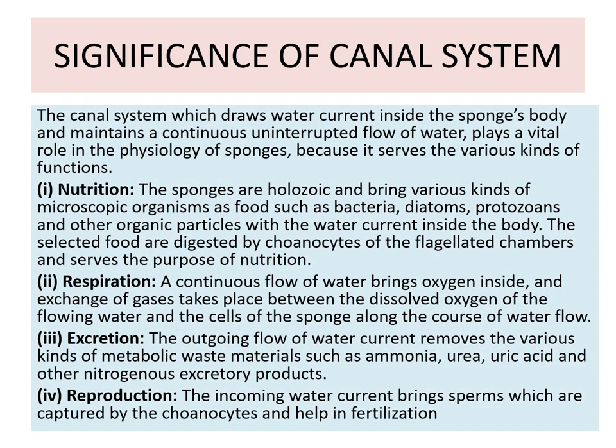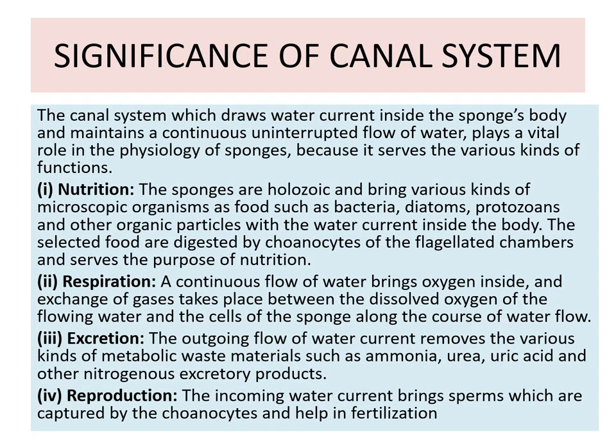So, the significance of the canal system. The canal system draws water current inside the sponge's body and maintains a continuous uninterrupted flow of water, and plays a vital role in the physiology of the sponge. It is responsible for nutrition. Sponges are holozoic and bring various kinds of microscopic organisms as food, like bacteria, diatoms, protozoans and other organic particles, with the water current into the body. The selected food is digested by the choanocytes of the flagellated chambers and serves the purpose of nutrition.